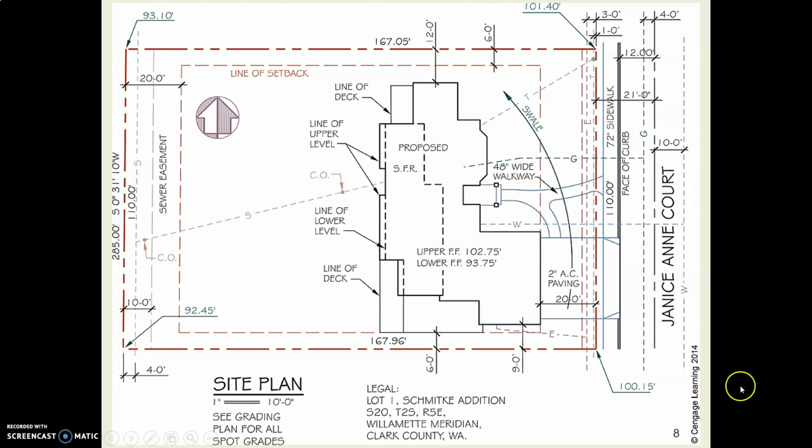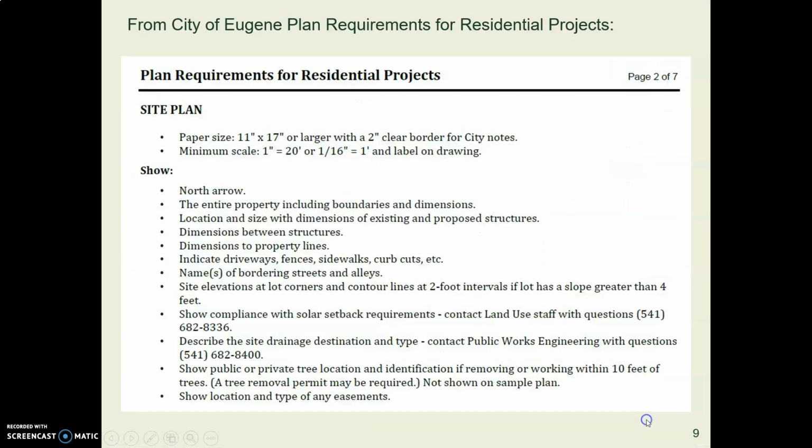Here's a drawing from our book. Kind of goofy looking, but there it is. You can see down here, here's the legal description, section, township, range, which primary meridian it comes off of, and so forth. This list is from the city of Eugene. This is a document that you have in your lectures folder that lists the requirements for residential projects. And City of Springfield and Lane County have similar documents. I'm just using this for an example. So this lists what you have to have on your site plan.